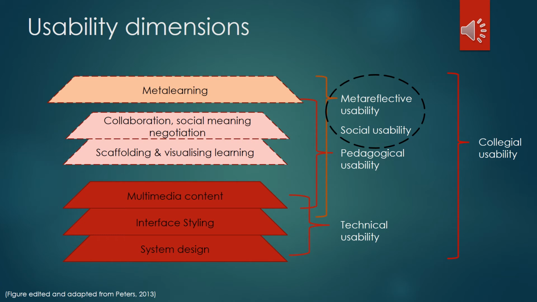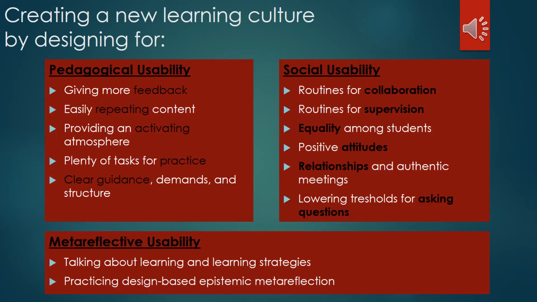So a lot of things to do here, I believe. For instance, from this study, the conclusions drawn were that for sociability, you could add routines for collaboration, routines for supervision, try to make equality among the students and create positive attitudes, because between these groups there was a lot of "we and them" kind of separation, that we don't want to include them. So that was a big issue because they didn't share and collaborate. This was a problem when they were collaborating during tasks, for instance.